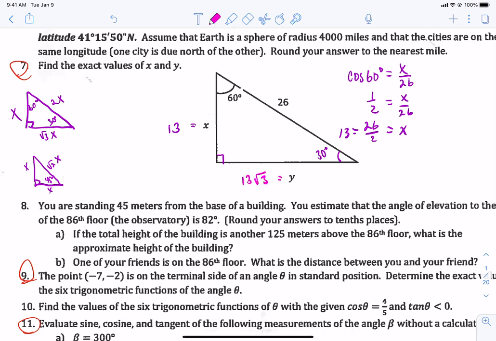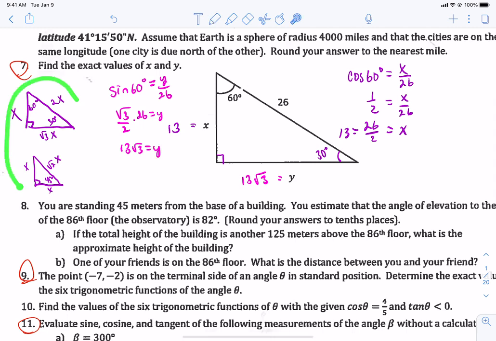Now, what's another way we could have done that? Well, we could have said the sine of 60 is y over 26. Well, what's the sine of 60? Well, on the unit circle, the sine of 60 is square root of 3 over 2. If we multiply that by 26, because we cross multiply, we get 13 square root of 3. So there's lots of ways to do that. But knowing these little facts, maybe write those down. That might be helpful, okay?